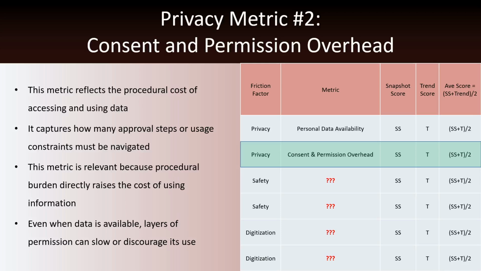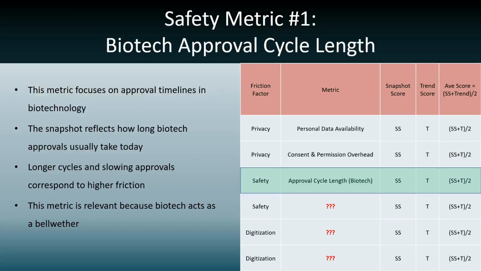This metric is relevant because procedural burden directly raises the cost of using information. Even when data is technically available, layers of permission, review, or compliance can slow, limit, or discourage its use, acting as a practical source of friction in real systems.